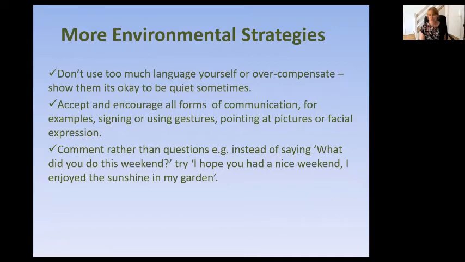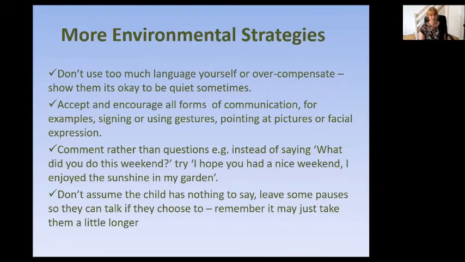If you're like me, you can find silence a bit uncomfortable, but it's learning that actually 2 or 3 seconds of silence maybe gives the child time to respond either verbally or non-verbally, rather than us filling all of those seconds. Don't assume the child has nothing to say. Leave some pauses so that they can talk if they choose to. It might just take them a little bit longer.